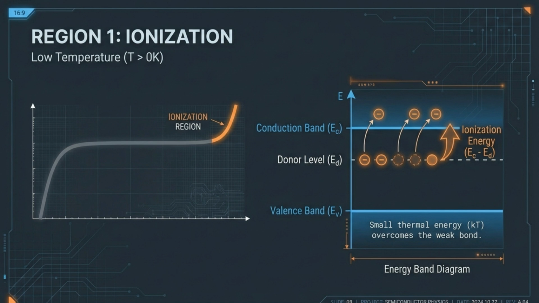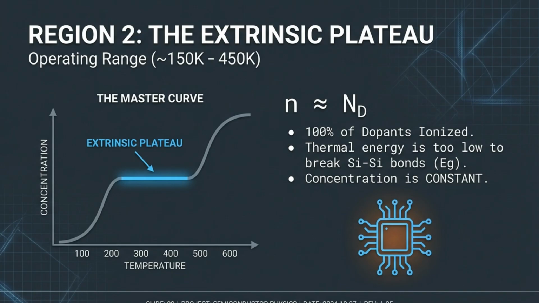As temperature slightly rises, we enter the ionization region. Small thermal energy overcomes the weak bonds of donor atoms, promoting electrons from the donor level to the conduction band. Carrier concentration begins to rise. Region 2 is the extrinsic plateau, the typical operating range. Here, all dopants are ionized, but the temperature is too low to break C-C bonds. The carrier concentration is constant and approximately equal to the donor concentration.